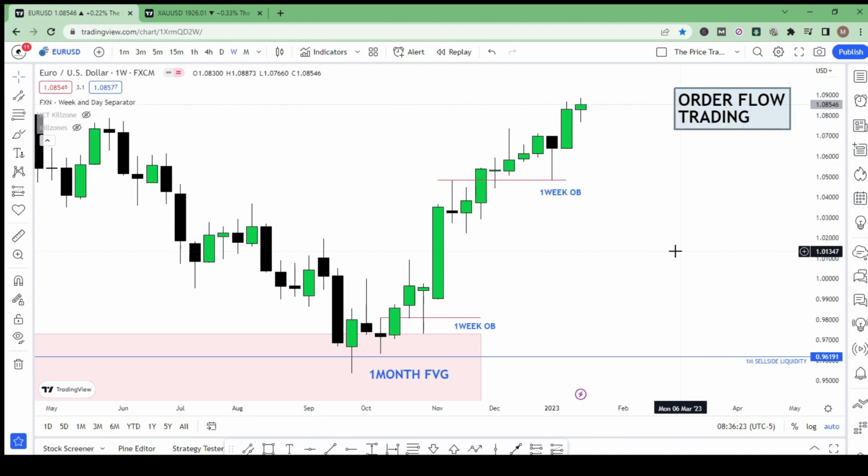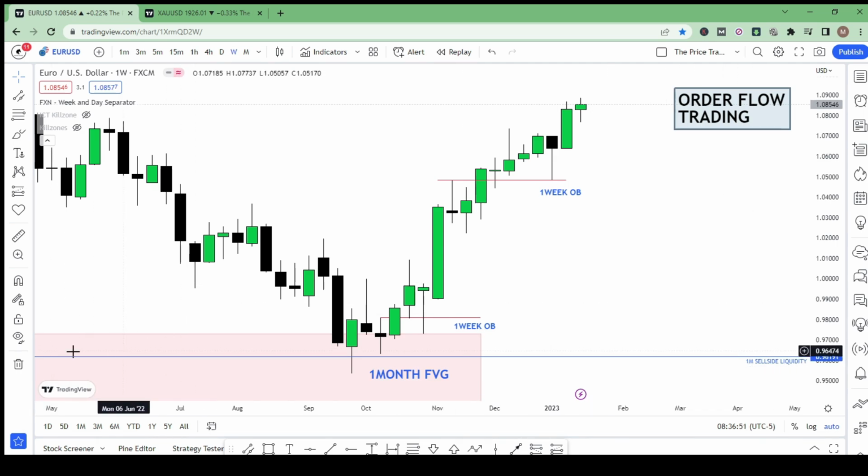So let's start. Order flow trading. When it comes to order flow trading, what I like to do is first of all start from liquidity. Liquidity is simply a short-term low or high that has been taken out. In this example I'm looking at the EUR/USD 1 week chart, and we had monthly liquidity.